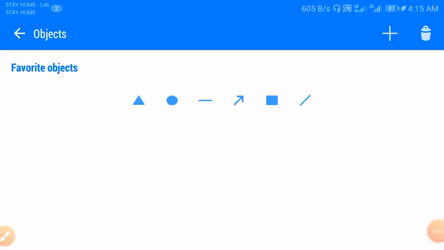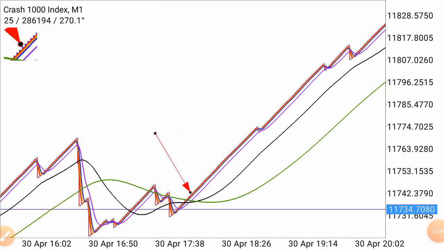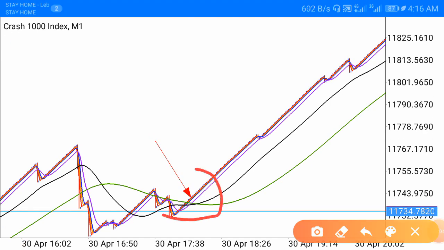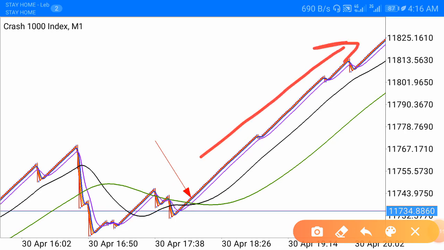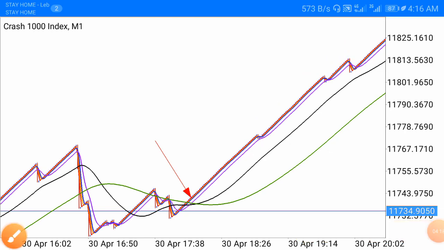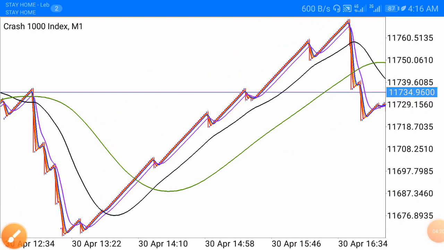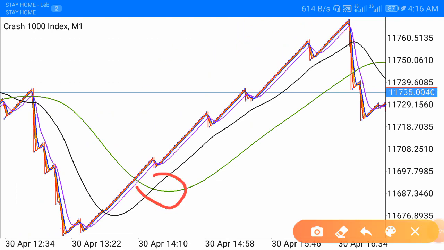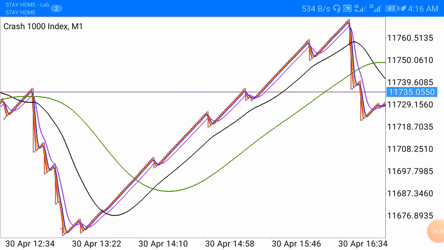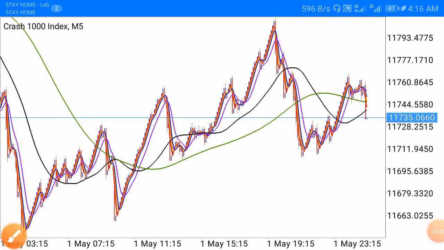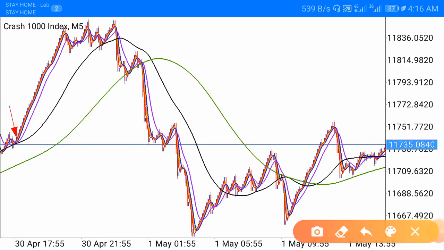Let me share with you the discipline of this strategy. Once you see that the market is at a cross point and all the moving averages are crossing each other, now it's time to place your trade. After the cross, look here at how many pips in the buy signal. The cross happened, all moving averages crossing each other, and after that a buy signal and trade. Let me show you the M5 also.